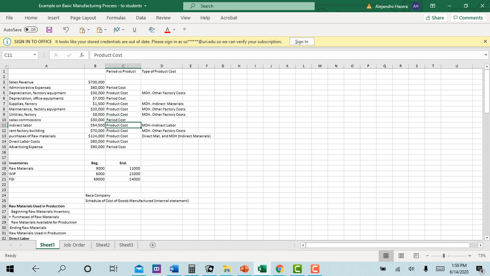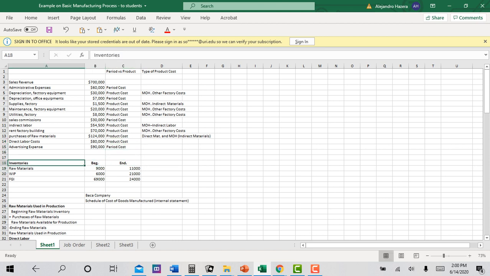Then you have indirect labor. Indirect labor is manufacturing overhead. As I said, manufacturing overhead is indirect materials, indirect labor, and other factory costs. Rent on the factory is another factory cost. And then you have your purchase of raw materials. Raw materials can include both direct materials, which are a separate type of product cost, and indirect materials, which are manufacturing overhead. In some examples they're separated, and in some they're not. Your textbook tends not to separate them. Then your direct labor costs are a separate type of product cost. And finally, your advertising expense is definitely a period cost.